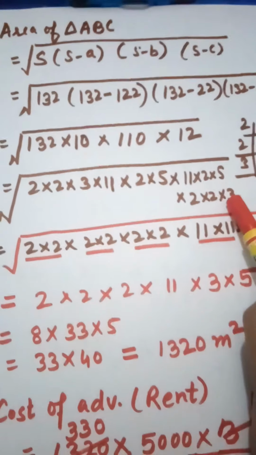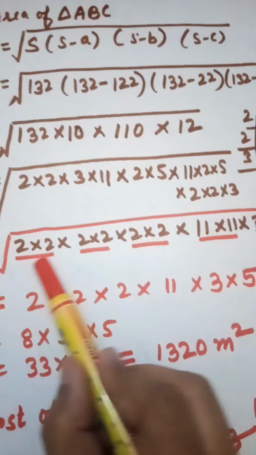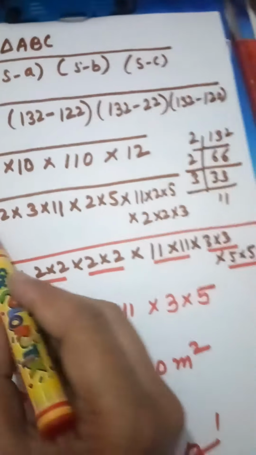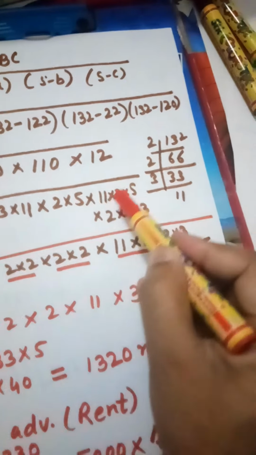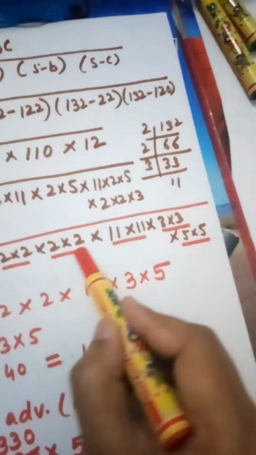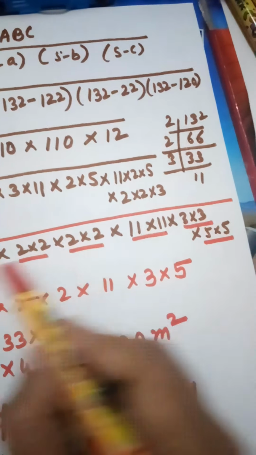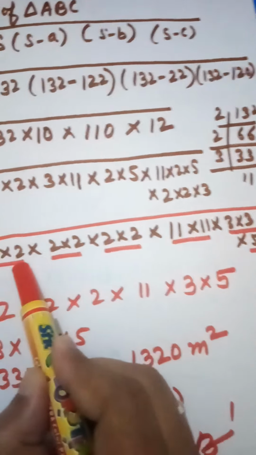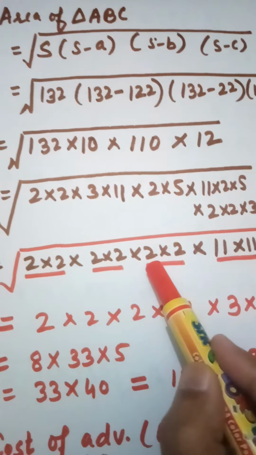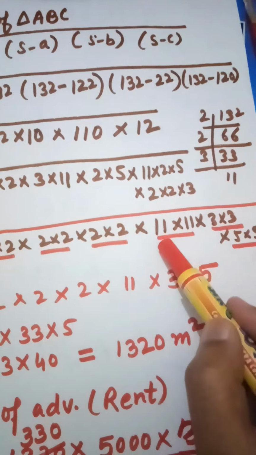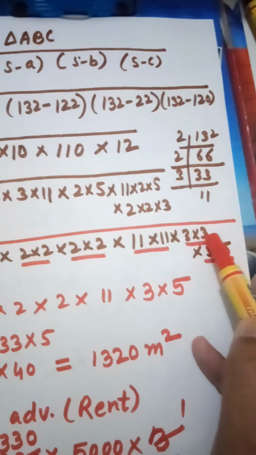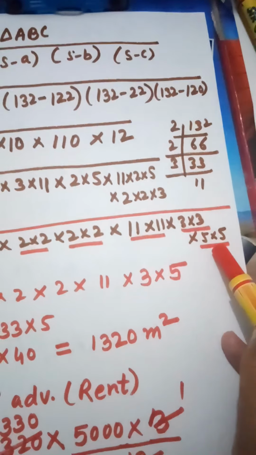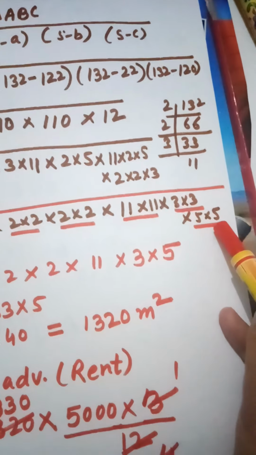So all the prime factors are obtained. Now we can just arrange them. First arrange the 2s: 1, 2, 3, 4, 5, 6. So all six 2s are written here, and we have obtained 3 pairs, 1, 2 and 3. And for 11 we have obtained only 1 pair, for 3 we have obtained 1 pair, and for 5 also we have obtained only 1 pair.